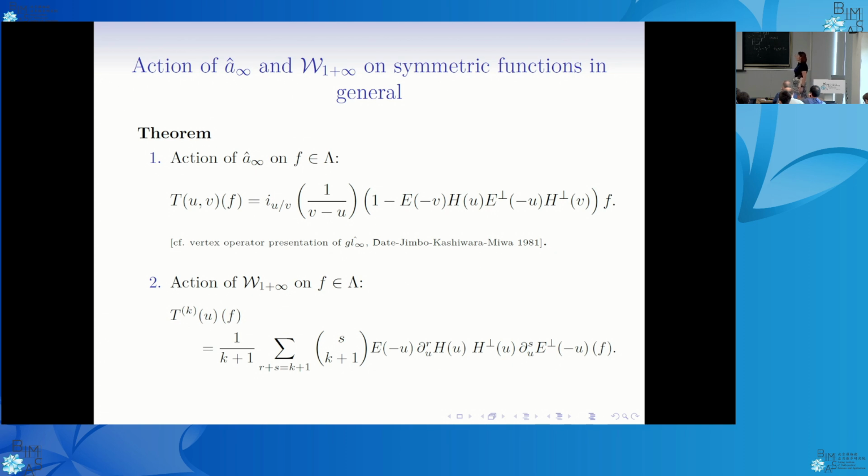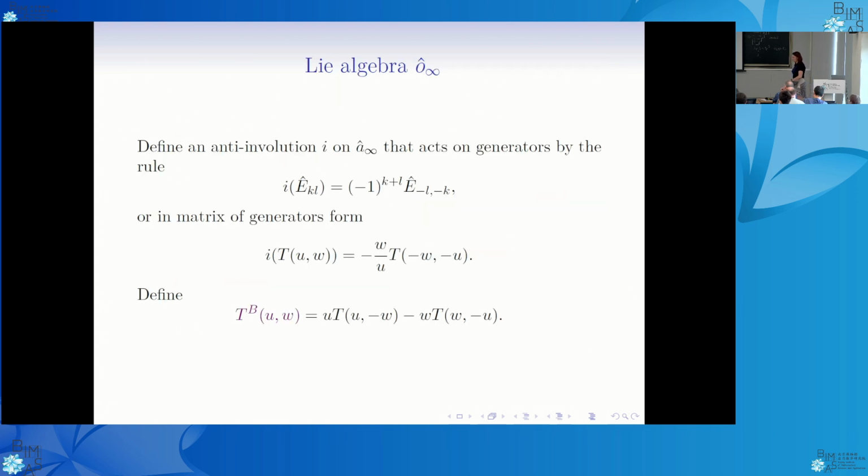And for W1 plus infinity, we wrote how it acts on a very specific generating function. But if we try to apply it to any symmetric function, we get this kind of formula. It's like a Newton binomial formula, and it is non-commutative. Here we have to be careful because H's and H adjoints, for example, don't commute with each other. So in general they don't commute. That's why the earlier formula is also nice, because there is a lot of commutative stuff.